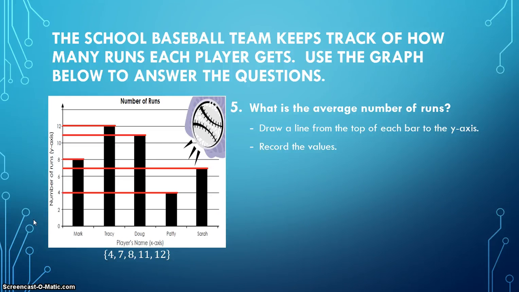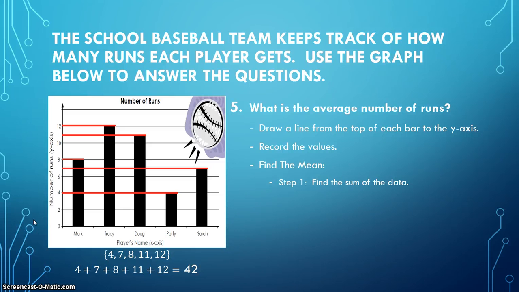So now what we can do is figure out our average, or in this case our mean. In order to figure out our mean, remember, we're going to find the sum. That means we're going to add everything up first. So we're going to take the numbers in the data set and put a plus in between. You can type it into your calculator, or you can do it in your head. 4 plus 7 is 11. 11 plus 8 is 19. 19 plus 11 is 30. And 30 plus 12 is 42.